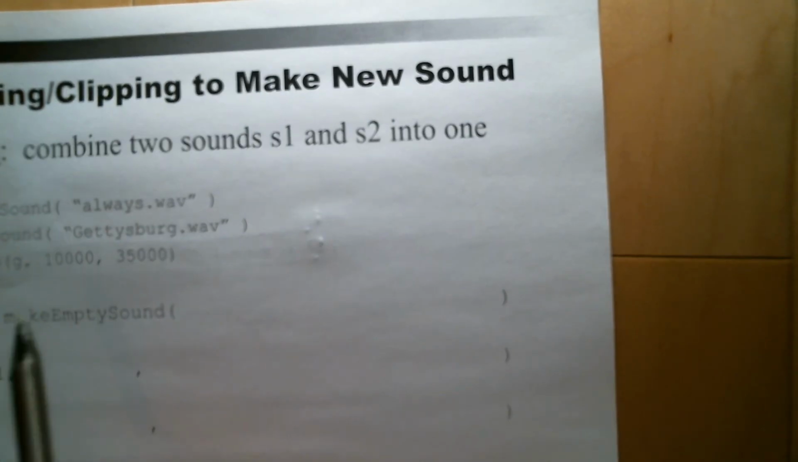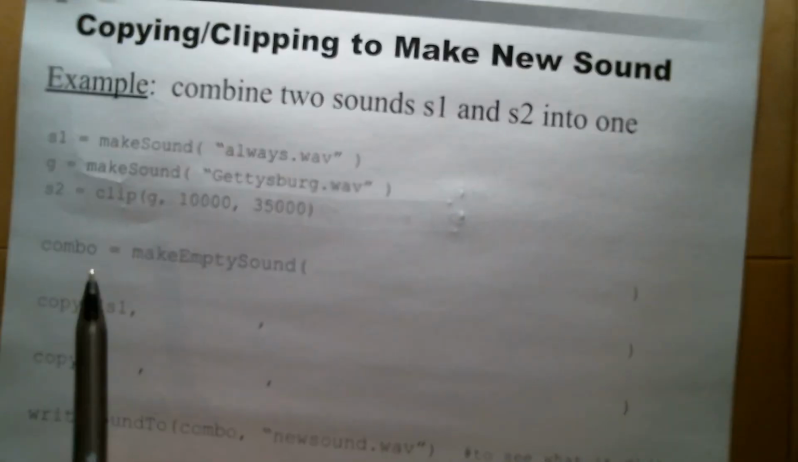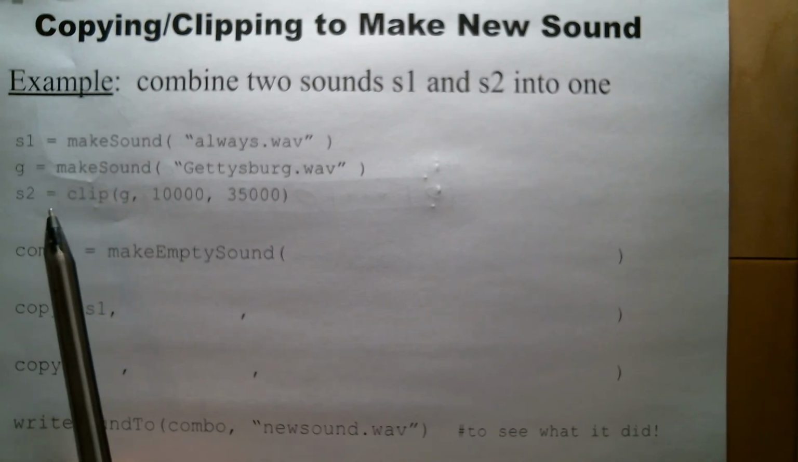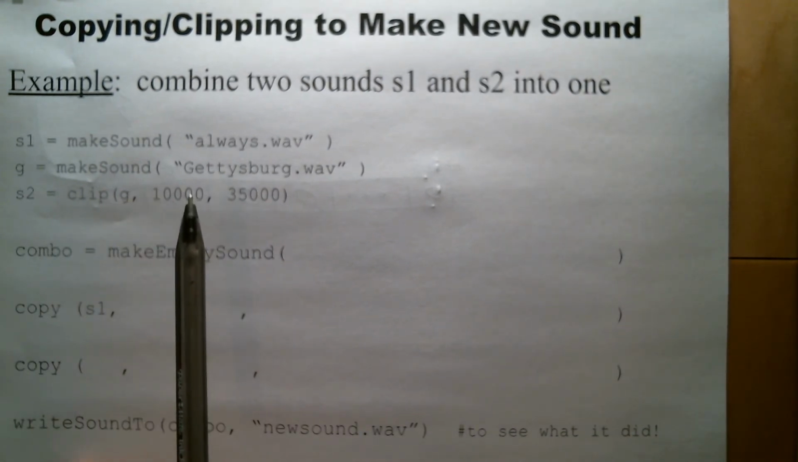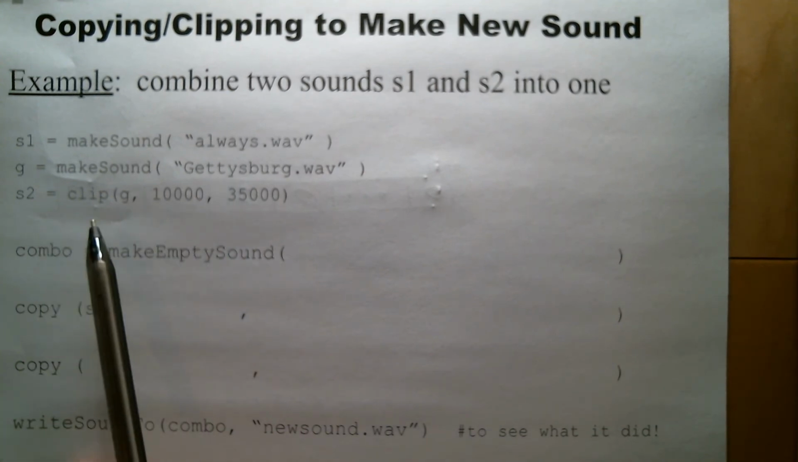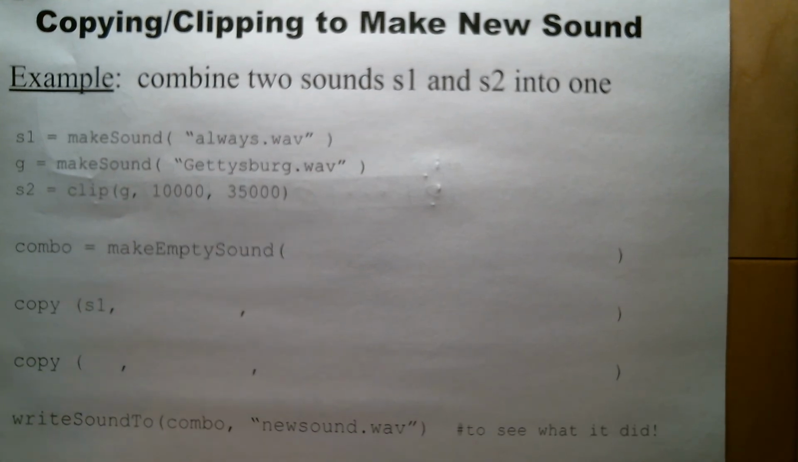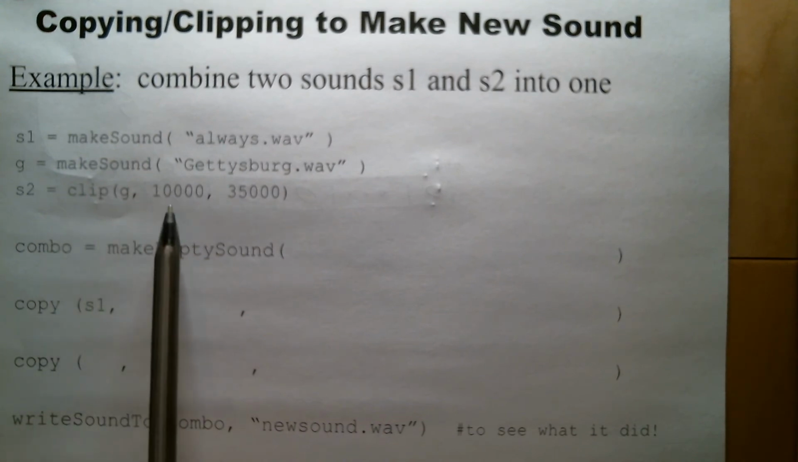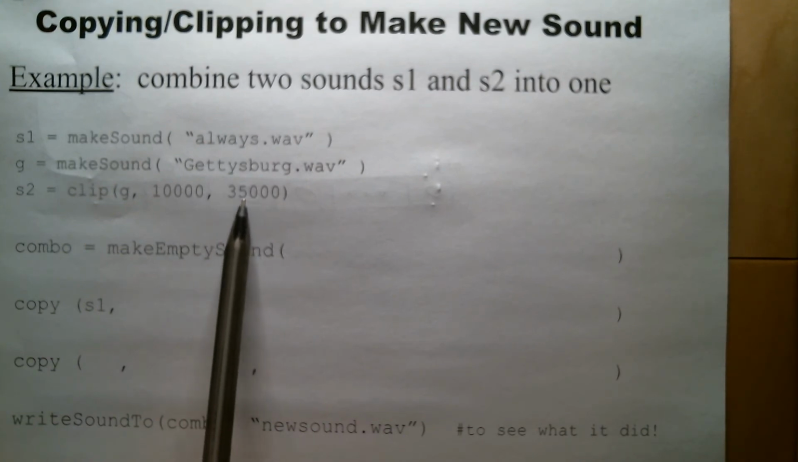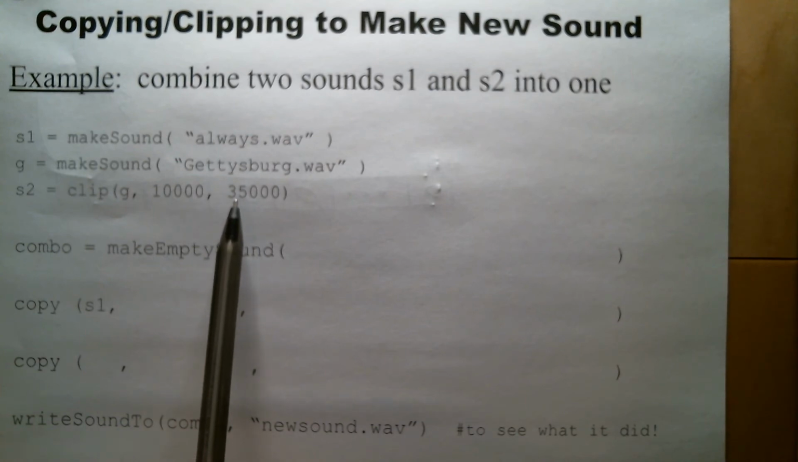All right, so let's say we wanted to combine two sounds into one. All right, so here we've got S1 equals make sound using a file called always.wave. Then we've got G equals make sound, gettysburg.wave. All right, and then we've got S2, which is going to clip part of G, and specifically from 10,000 to 34,999. Because remember, even though it says 35,000, we stop kind of one short there.